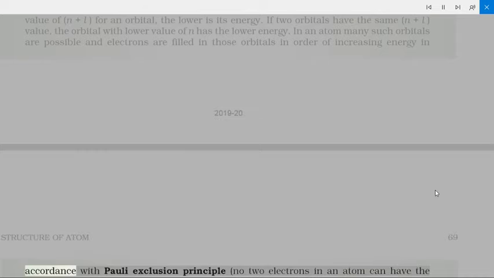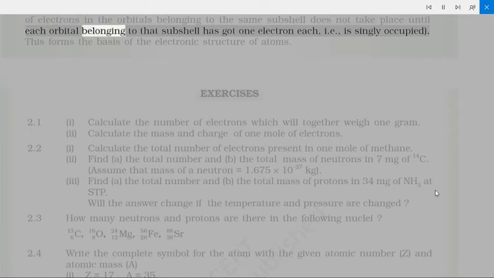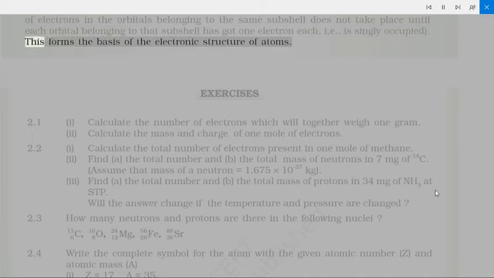Structure of atom, in accordance with the Pauli exclusion principle, no two electrons in an atom can have the same set of four quantum numbers, and Hund's rule of maximum multiplicity, pairing of electrons in the orbitals belonging to the same subshell does not take place until each orbital belonging to that subshell has got one electron each, i.e., is singly occupied. This forms the basis of the electronic structure of atoms.